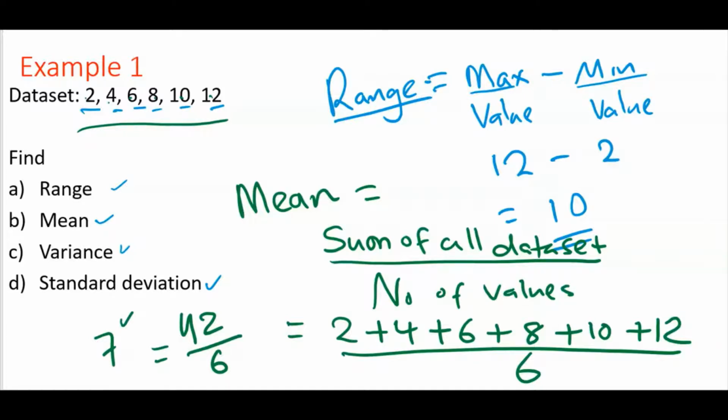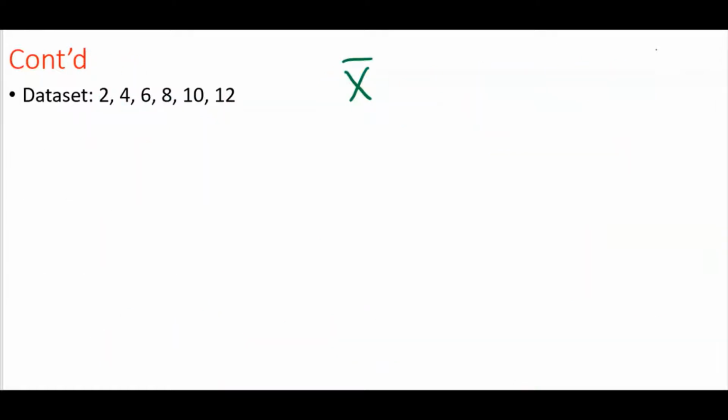We normally write the mean as x bar equals 7. We found the mean of this dataset, which we denote as x bar, is equal to 7. So our next step is to find the variance of this dataset.